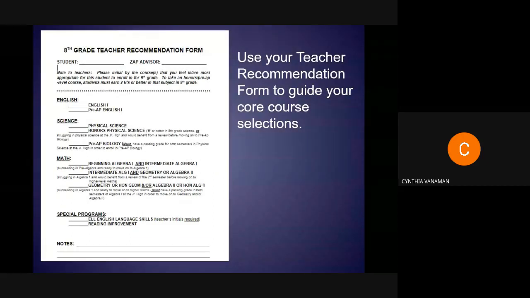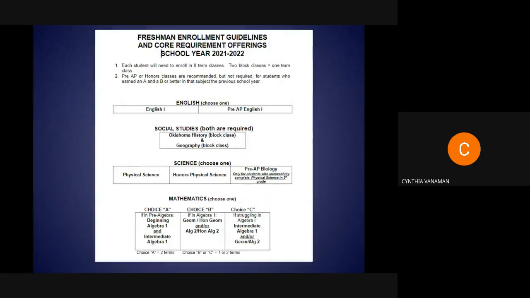You should have a teacher recommendation form that your ZAP advisor has for you. This is a form that your teachers at the junior high filled out recommending placement in your English, science, and math classes, and if there were any special classes, like reading improvement or English language skills, that you needed. You're going to use this to guide your selection on what level you should take for each of those classes. This form was also uploaded to your Google Classroom.